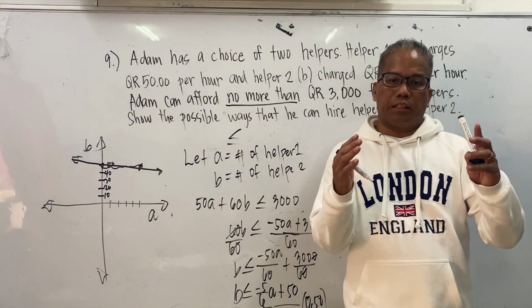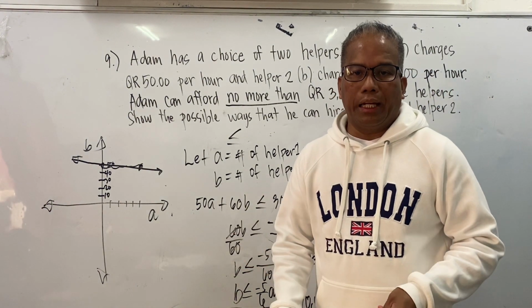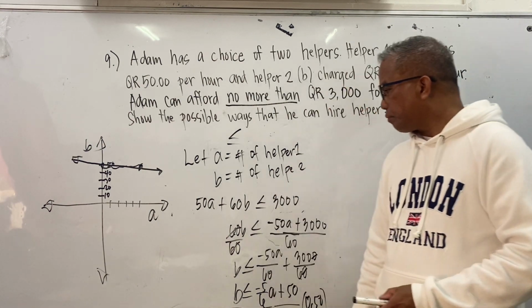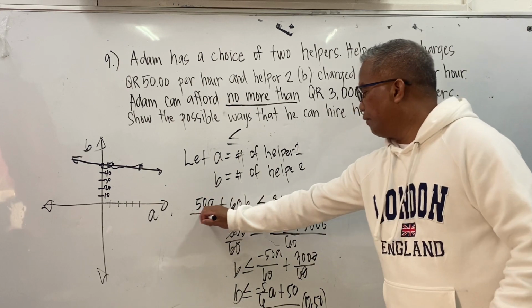Then let us find the possible ways by knowing the shaded part. We are going to use 0, 0 again. This is our inequality.